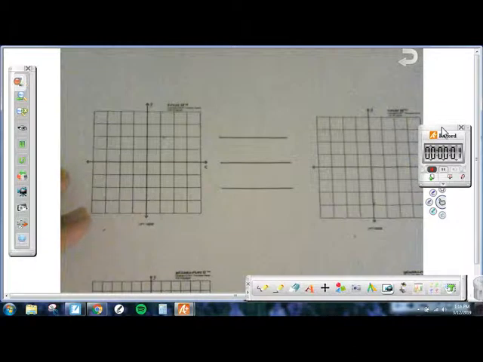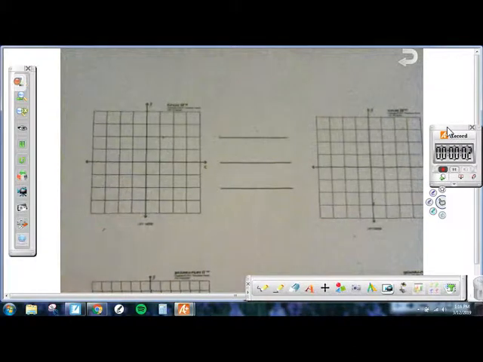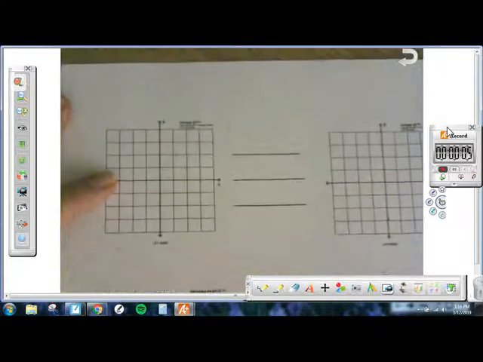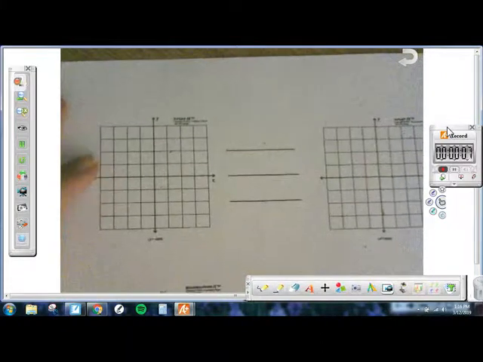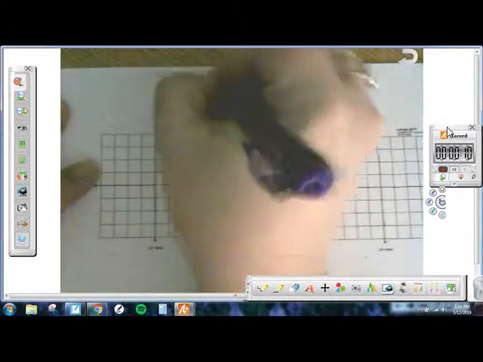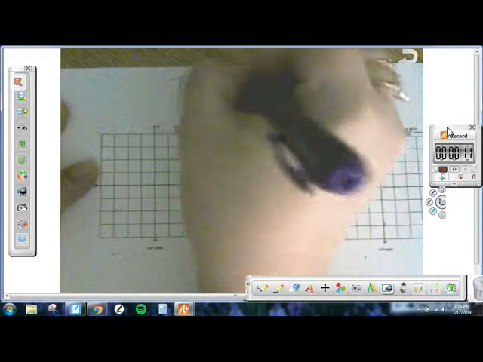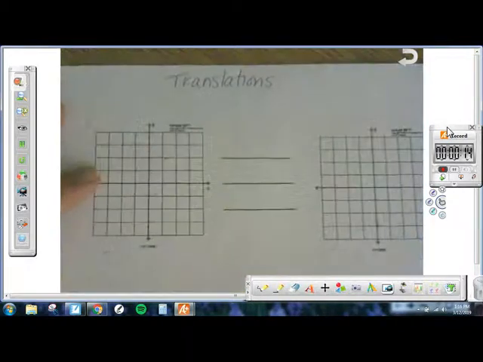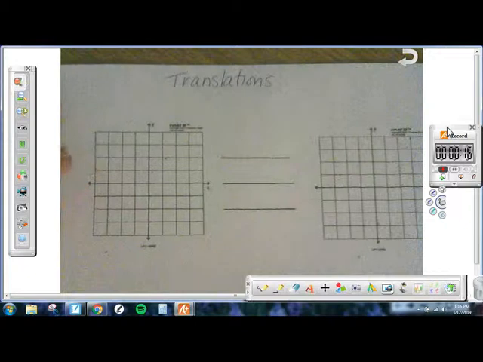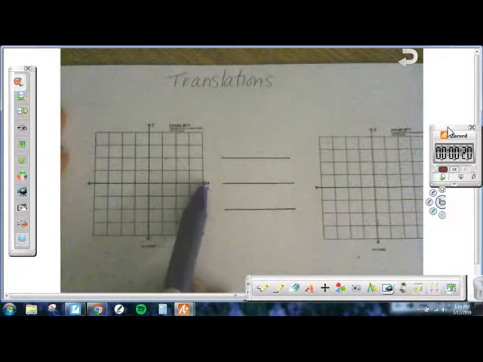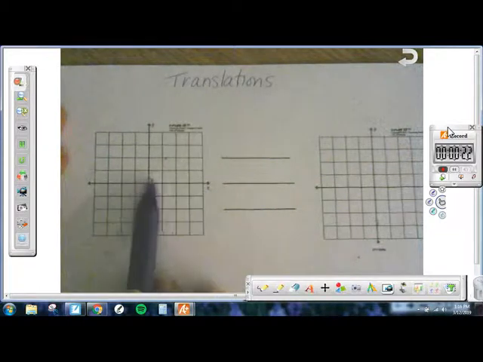Alright, ladies and gentlemen, today we are learning about translations. Translations, the reason we were playing the cha-cha slide is a translation is a slide. Translate left, translate right. We're also going to translate up, and we're going to translate down. Translations are Chapter 6, Lesson 1, and it is also known as a slide.